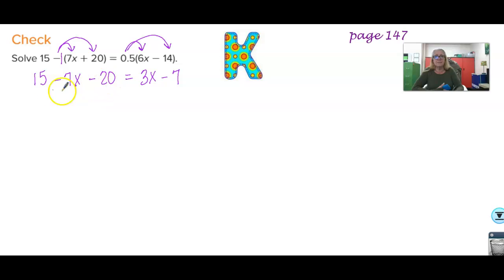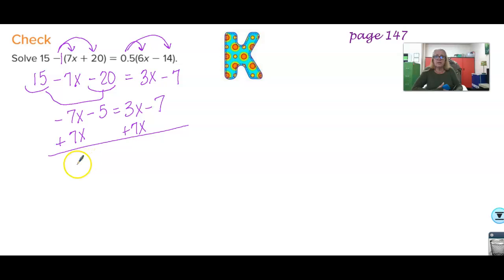Now we need to tidy up. We have 2 constants on the same side of the equal sign that can be combined. We can combine negative 20 with 15. But what do we always want first? That variable term. Negative 20 and 15 gives us negative 5. Okay. Now we have variables on both sides. We want to get rid of the smaller one. Negative 7x is smaller than 3x. So we add 7x to both sides. And we get negative 5 equals 10x minus 7.